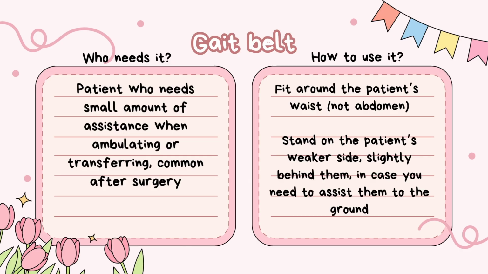You want to be careful not to drop it too low around the abdomen because squeezing their abdomen can be harmful. You're going to stand on your patient's weaker side and hold on to the loops on the gait belt. You want to be slightly behind your patient in case they start to fall and you need to assist them to the ground.